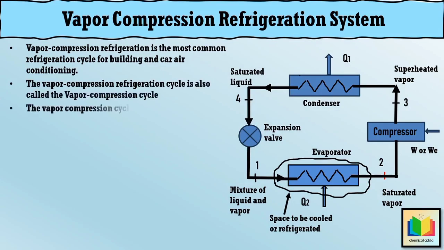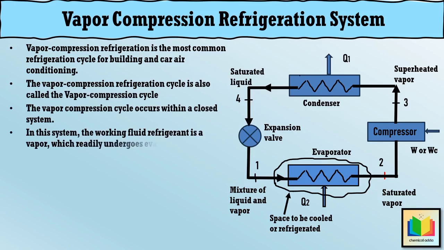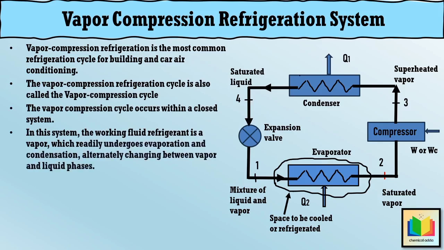The vapor compression cycle occurs within a closed system. In this system, the working fluid, that is the refrigerant, is a vapor which readily undergoes evaporation and condensation, alternately changing between vapor and liquid phases. The refrigerant absorbs heat Q2 from the cold space, which is to be cooled or refrigerated, and this cold space acts as a source of latent heat, and thus the refrigerant gets converted from liquid to vapor. Then this refrigerant vapor rejects heat Q1 to the cooling water in the condenser and gets converted from vapor to liquid.